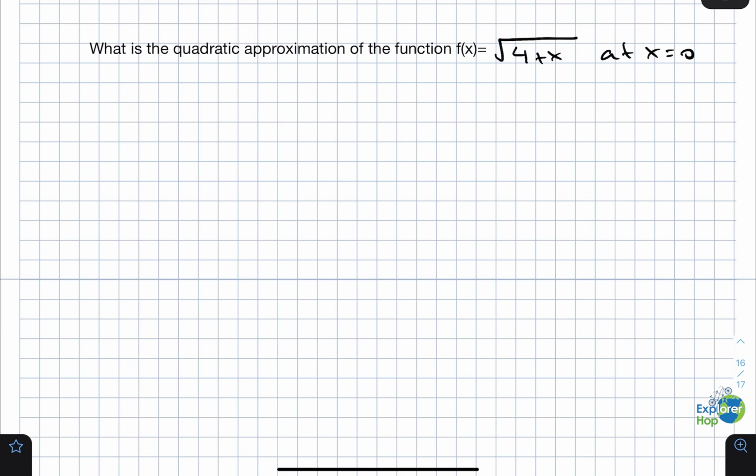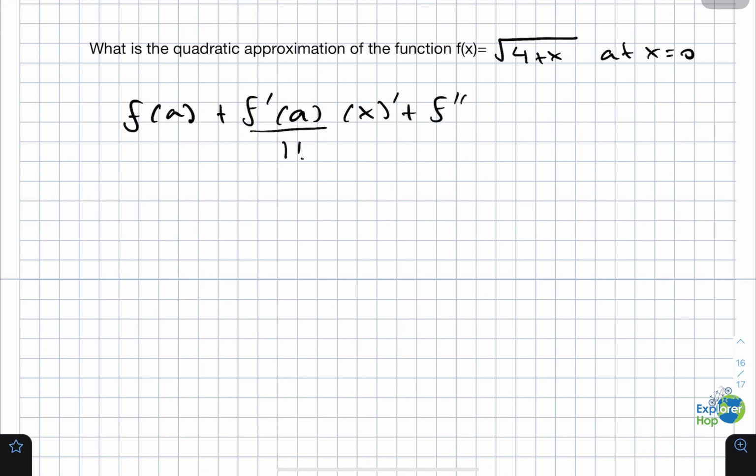So, what is the quadratic approximation of the function square root of 4 plus x at x equals 0? Basically, we can use the Taylor approximation, and we know that f of a plus f prime of a over 1 factorial times x to the power of 1 plus f double prime of a over 2 factorial times x to the power of 2. We can use this to approximate our answer.